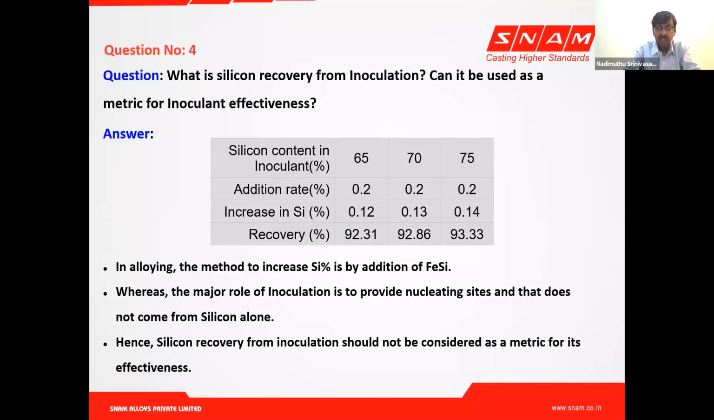The purpose of the inoculant is to provide nucleation sites. The purpose of ferrosilicon in the inoculant is as a carrier for elements like barium, calcium, strontium, which hardly take up more than 5%. So how would you add that 5%? You need a carrier. The carrier is ferrosilicon.